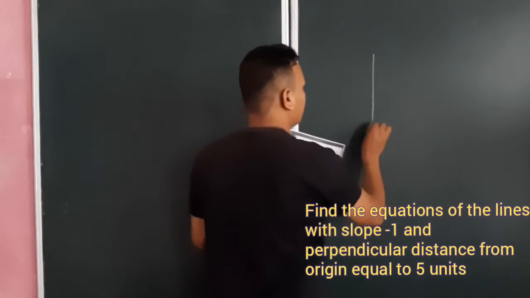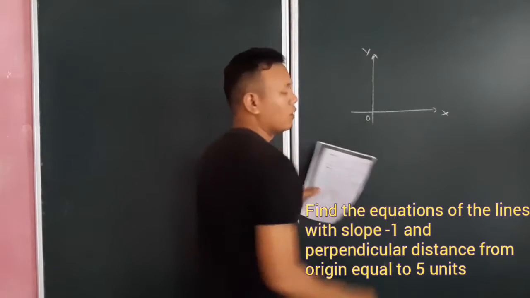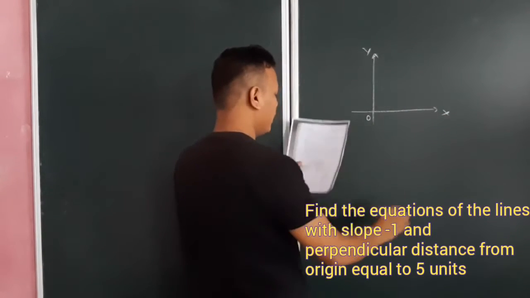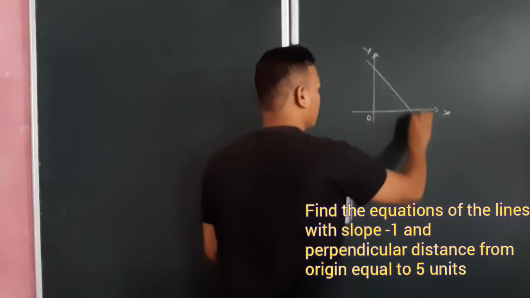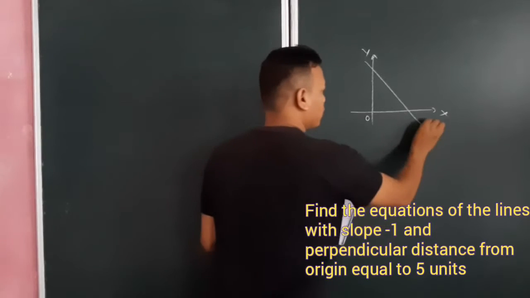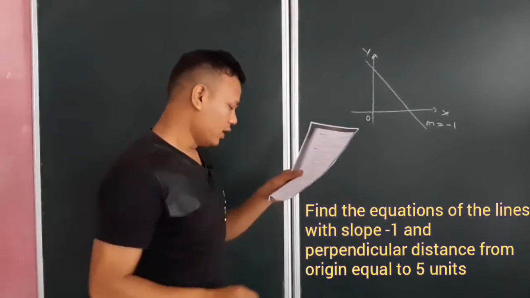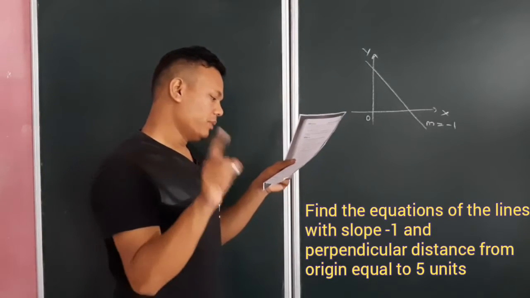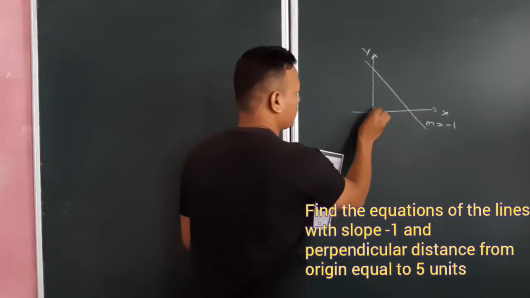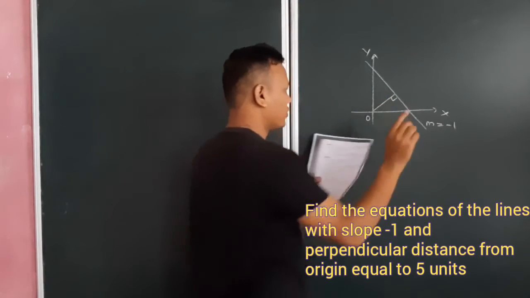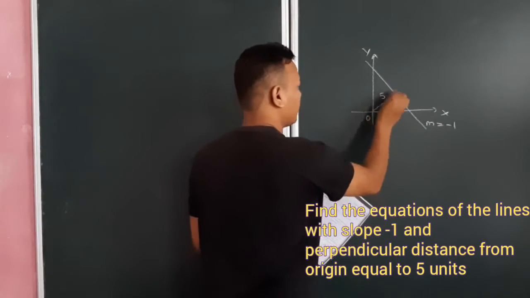So let me take my xy coordinate system, with x axis and y axis, and there is a line whose slope is minus 1. Let me call this line having slope equals to minus 1. Now it is said that the perpendicular distance of this line from the origin is given to be equal to 5 units.